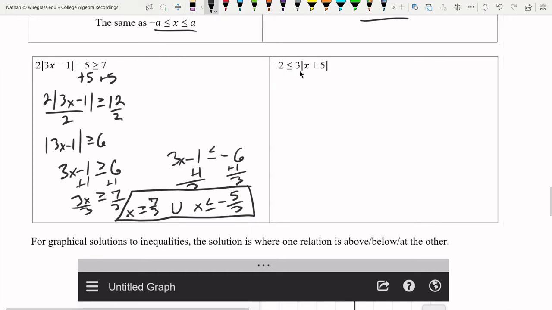Okay, for this next one, we're going to divide by 3. We have -2/3 less than or equal to the absolute value of x plus 5.